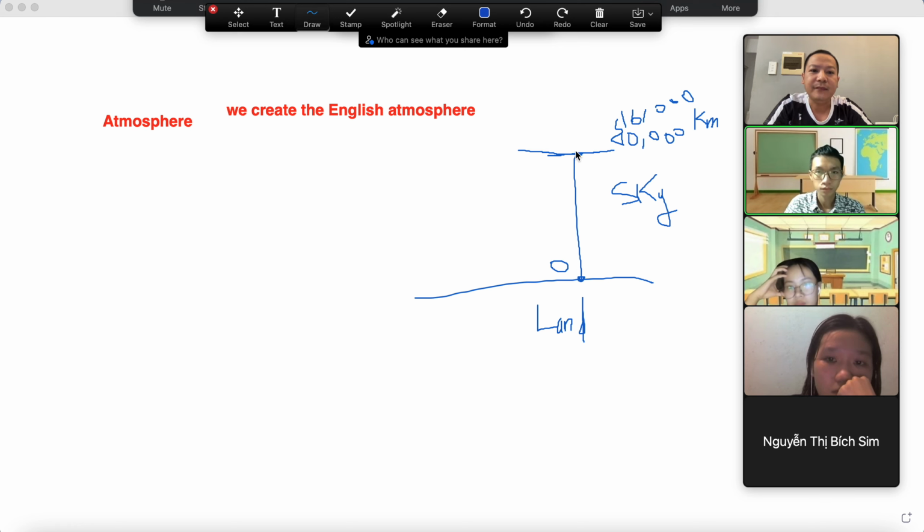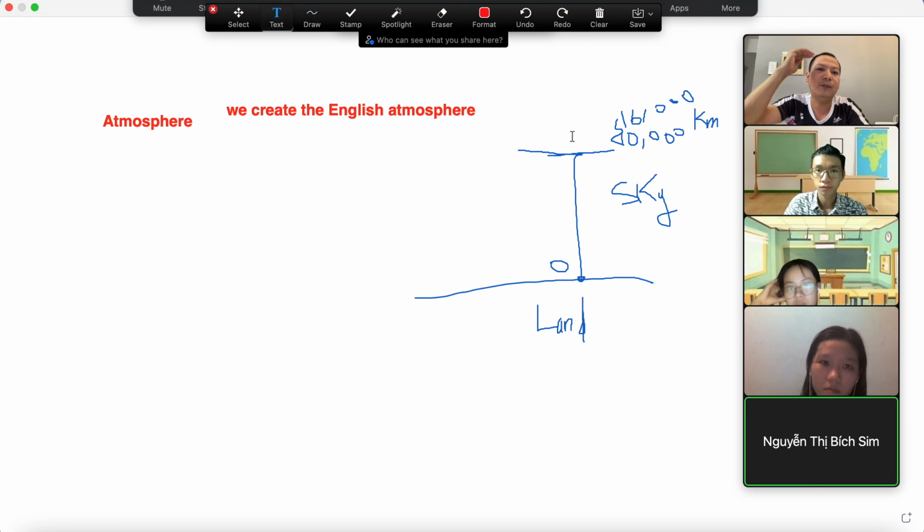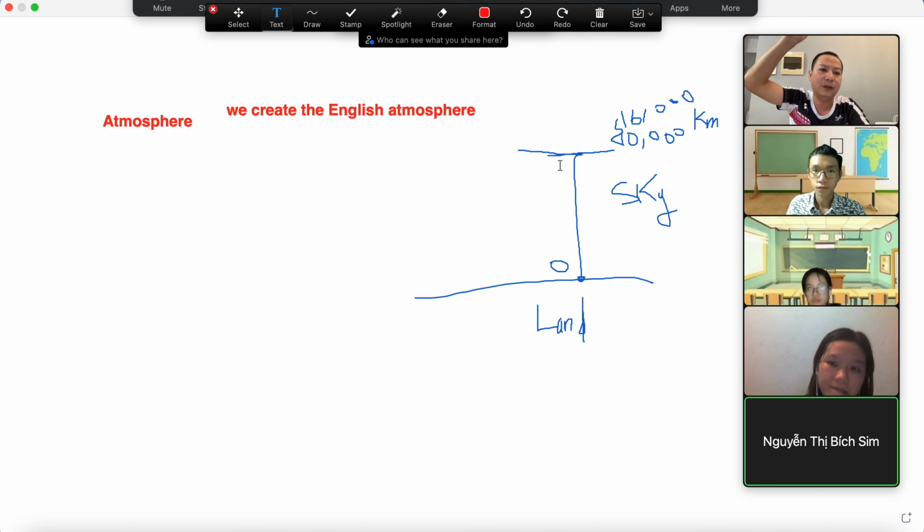All the activities happen here: the rain, the wind, the velocities of the winds. All the activities happen in this area, from 0 to 16 kilometers. This area we call atmosphere. Up to that 16,000 kilometers, I will check that. But now you should understand the activities. Whenever you see the rain, the wind, so many phenomena happen in this area, we call that atmosphere, clear?